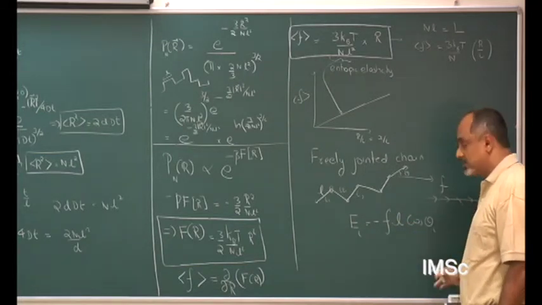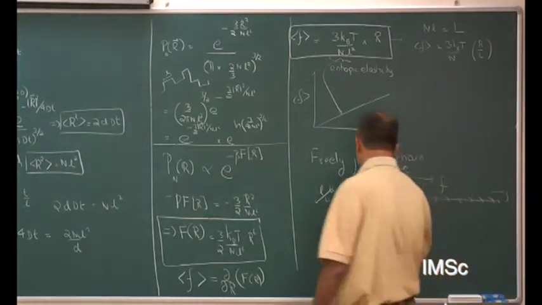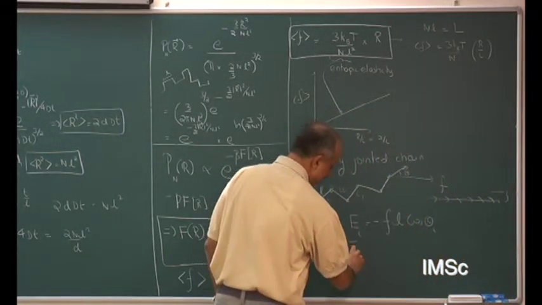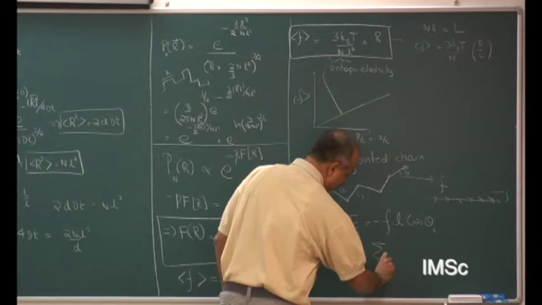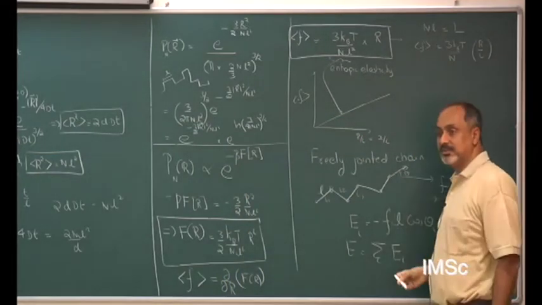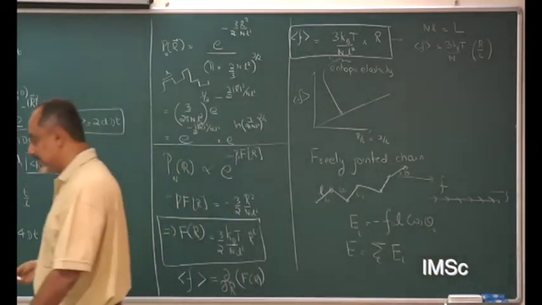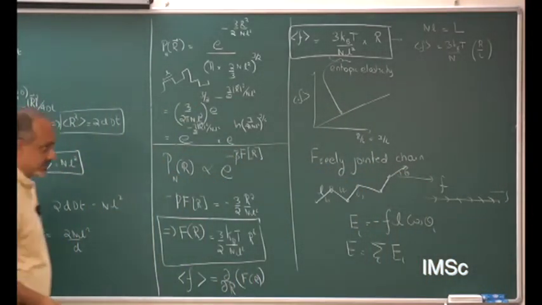So here we have managed to write down the energy as a sum over independent energies. So the total energy for the full chain, E, is just a sum over independent energies, E_i, where E_i is the energy for each one of these bonds independently, because they're freely jointed. They can each rotate independent of each other.